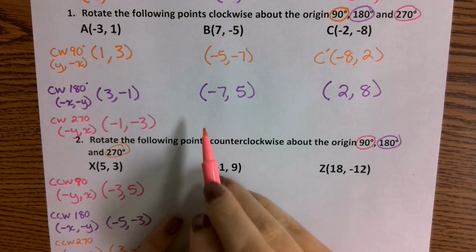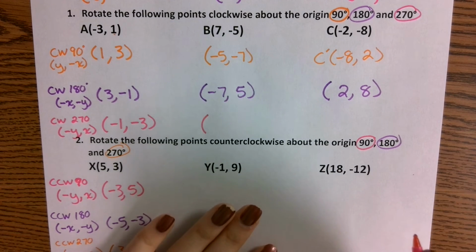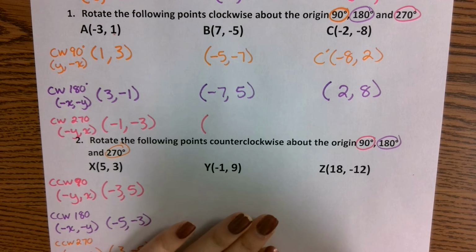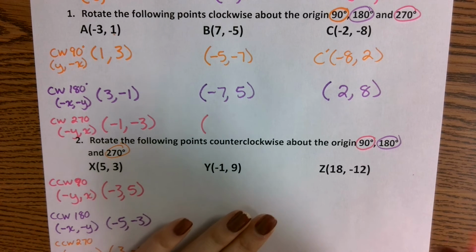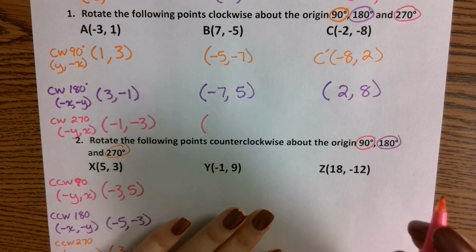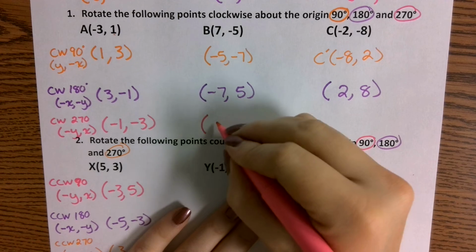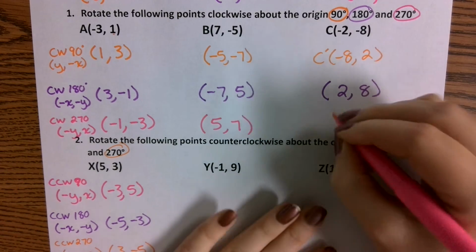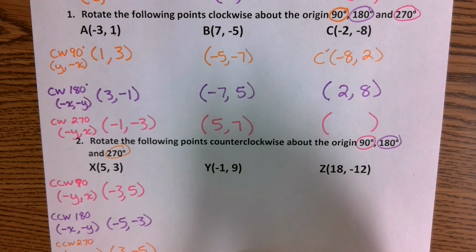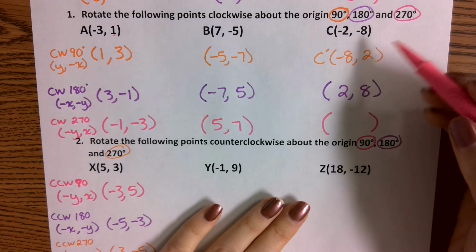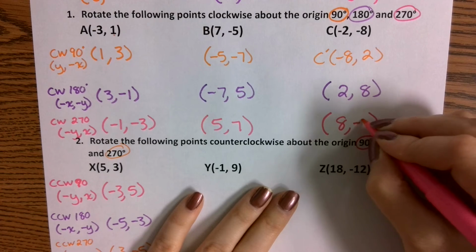All right, for our 270-degree clockwise rotation for point B, what is that going to become? Point B's 270 clockwise rotation, what will point B become? 5, 7. Make sure you're paying attention, okay? All right, for point C, what will that become? Let's go with Michael. Michael, what did you get for point C? What does it become? +8 and then -2. Good.